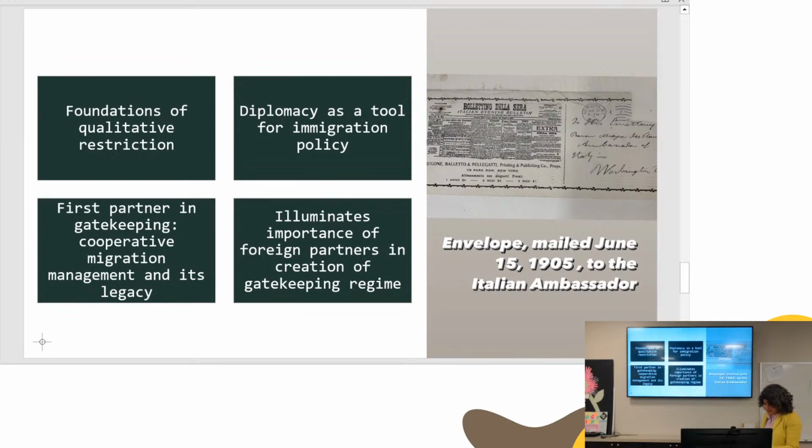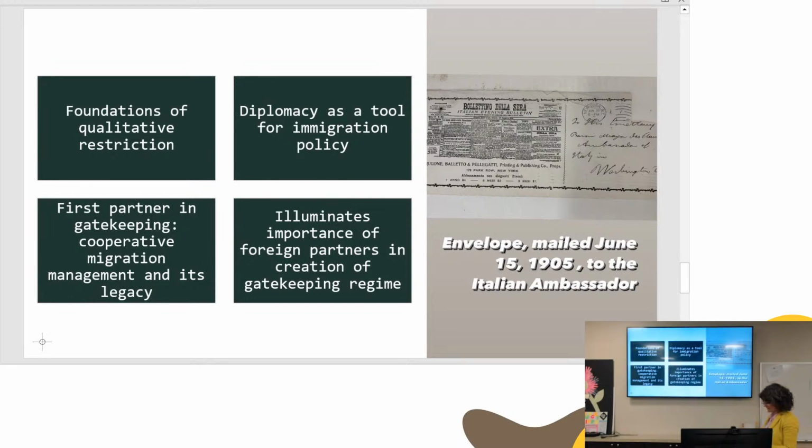We also can see, right, that the United States, as I argue, was the first partner in gatekeeping, and that's the title of my forthcoming book out in November, that Italy's attempts to manage migration in cooperation with the United States profoundly influenced the action of sending states for decades, including and up until the current moment, right? We're talking about negotiations with Canada, negotiations with Mexico, the quote-unquote remain in Mexico policy. You know, really, this is very, very prescient.